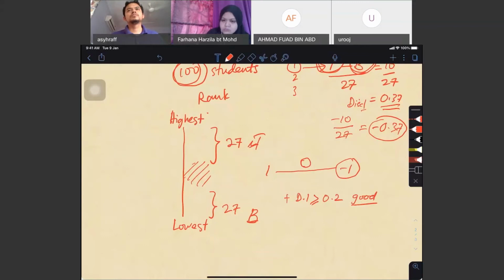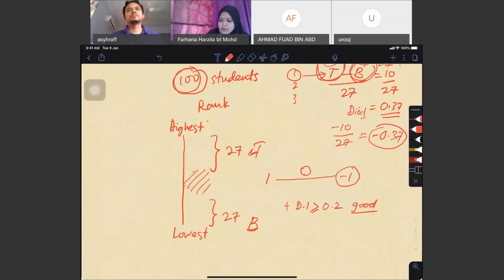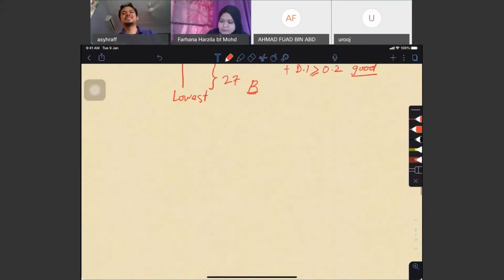Any questions so far? So far clear. But then negative 1 is quite impossible, right? Shouldn't be there, but it happens. Oh, it happens. Yeah, I will show you an actual item analysis after this. Okay, right. So what about this difficulty index then?